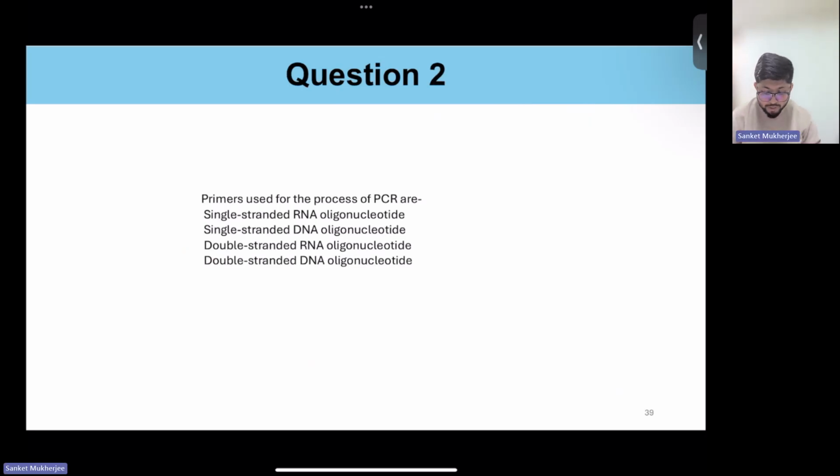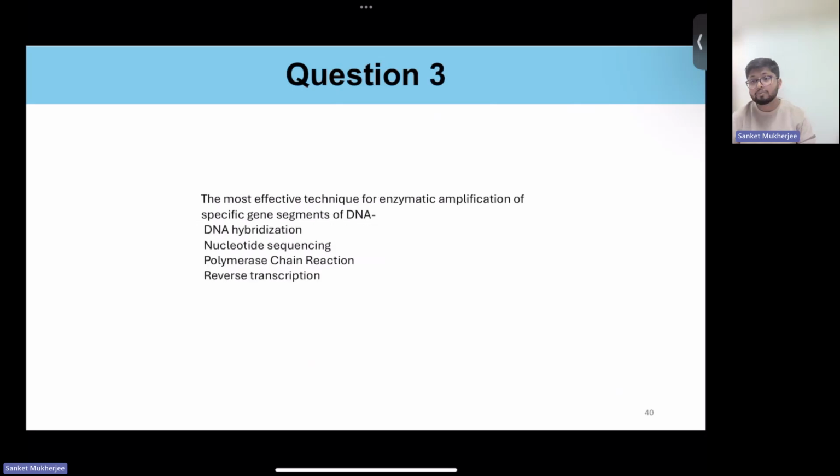Primers used for the process of PCR are single-stranded RNA oligonucleotides, single-stranded DNA oligonucleotides, double-stranded RNA oligonucleotides, or double-stranded DNA oligonucleotides. Usually in human cells, single-stranded RNA oligonucleotides form primers, but for PCR applications, we go for single-stranded DNA oligonucleotides. They are cheaper and more stable.